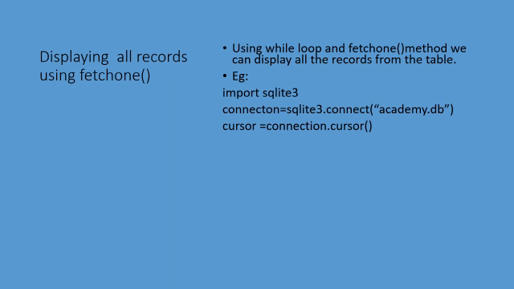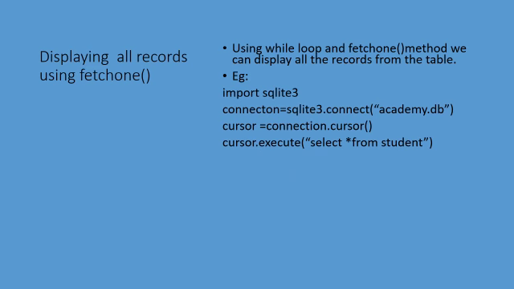Using while loop and fetchone method, we can display all the records from the table. Fetchall will display all the records. Fetchone will display only one record. But what is the extra category here? We can say using fetchone, we can display all the records from the table. That is the thing we are going to see in this example.